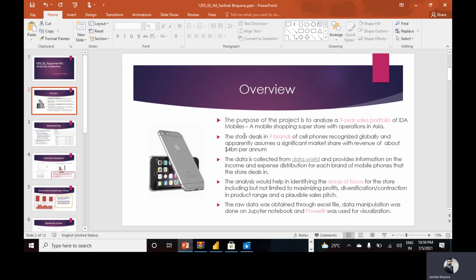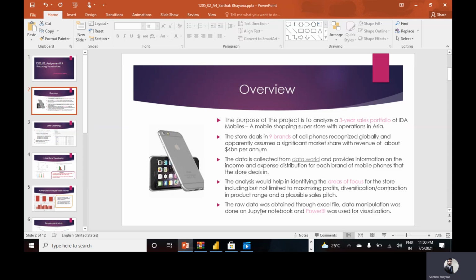The data that is given to us comprises the total revenue from each of these cell phones and the total expenses that are incurred, and the data is segregated on a yearly basis as well as a quarterly basis. The data is derived from the data.world website in an XLSX format, and it has been processed in the Jupyter notebook for data cleansing and data manipulation. And finally, the visualization charts have been drawn through PowerBI.